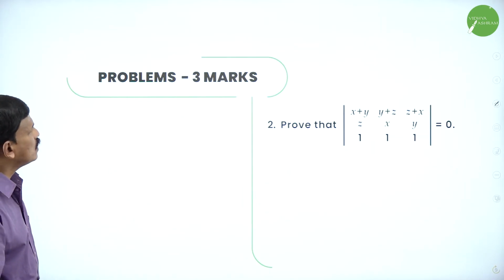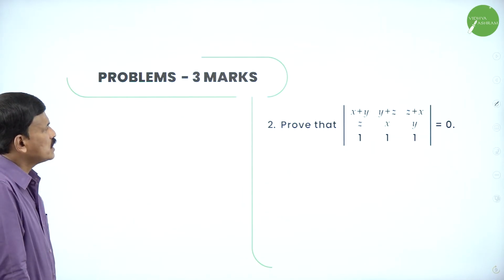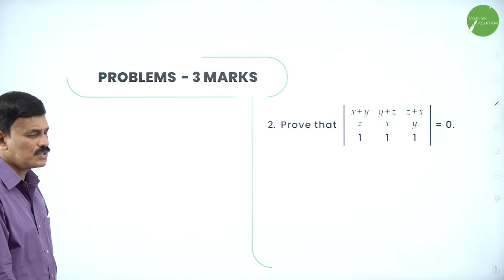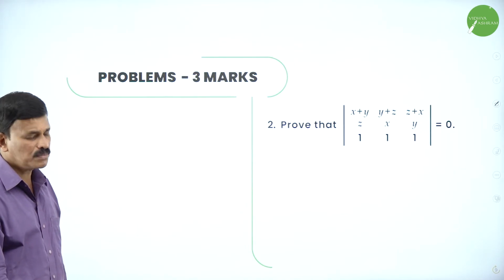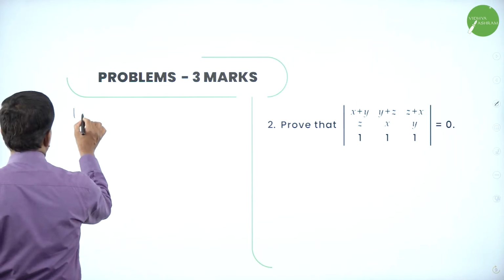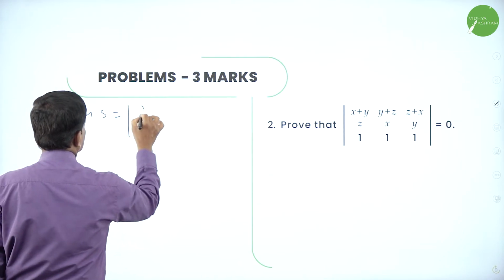Let us take: prove that the determinant with rows x plus y, y plus z, z plus x; z, x, y; 1, 1, 1 is equal to 0. So without expansion, you have to prove this is equal to the answer. Let us take LHS first. What is LHS?